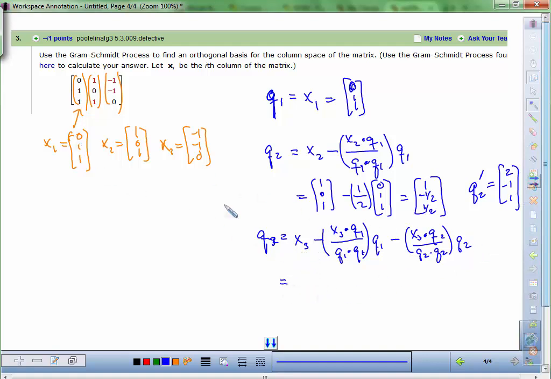So x3 is negative 1, negative 1, 0. And then x3 dotted with q1. That's 0, minus 1, 0. And then q1 dotted with q1, we did that already. I think we got a 2 for that one.